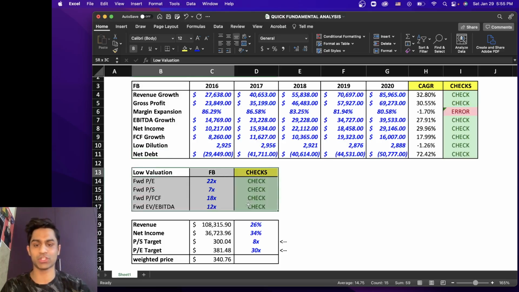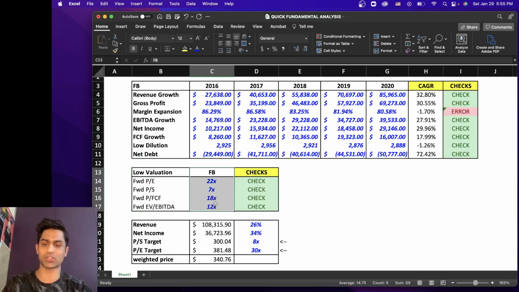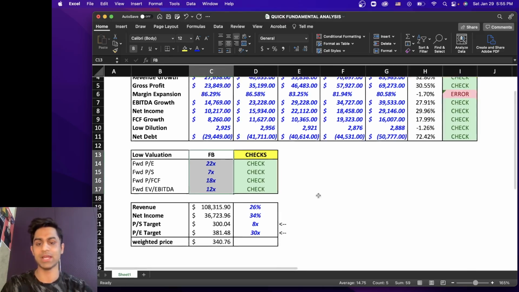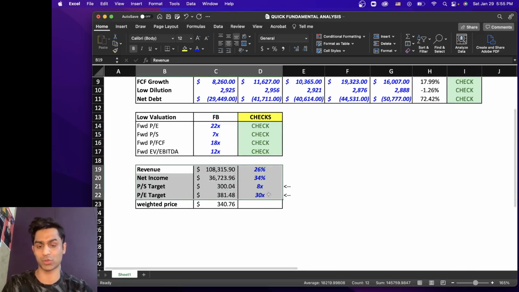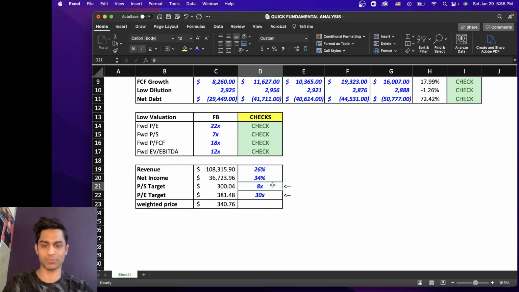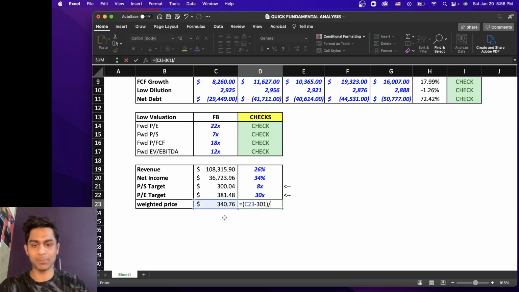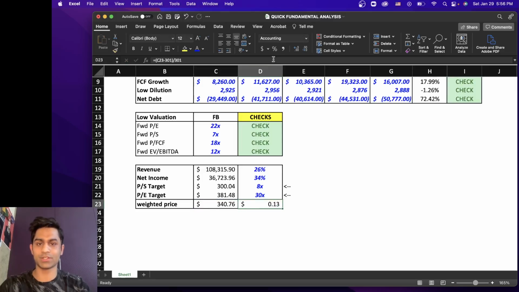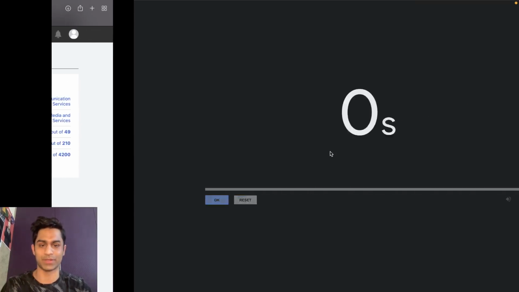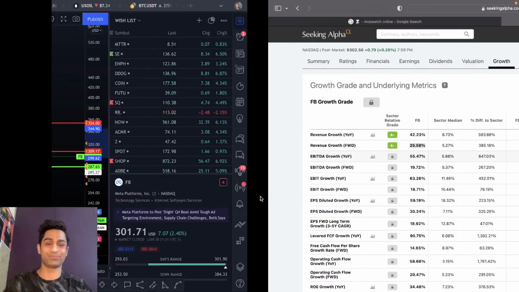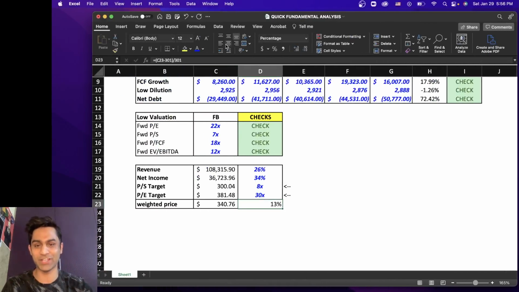We also look for valuation, which in my view, Facebook currently trades at a very, very low valuation on a forward basis. And for the next 12 months, if you think the revenues are going to grow by 26%, net income margin is going to be 34%, and then assigning a very, very conservative multiple at 8 times price to sales and 30 times price to earnings, Facebook should be valued at roughly $340. That obviously represents about 13 to 14% upside on the stock right now. So there we go. There is the complete analysis on Facebook for this example.